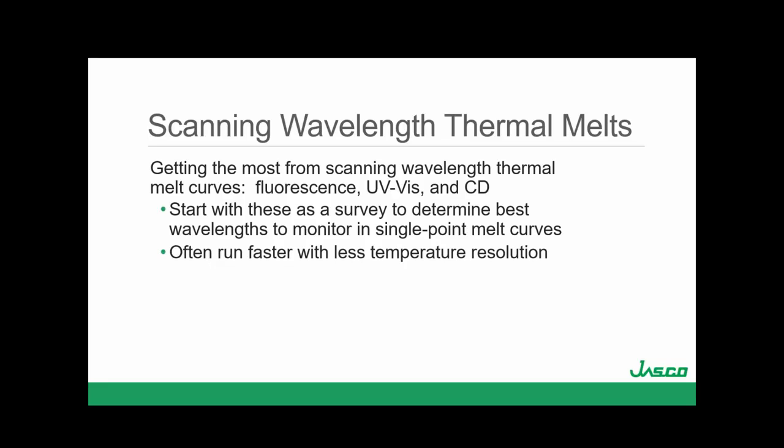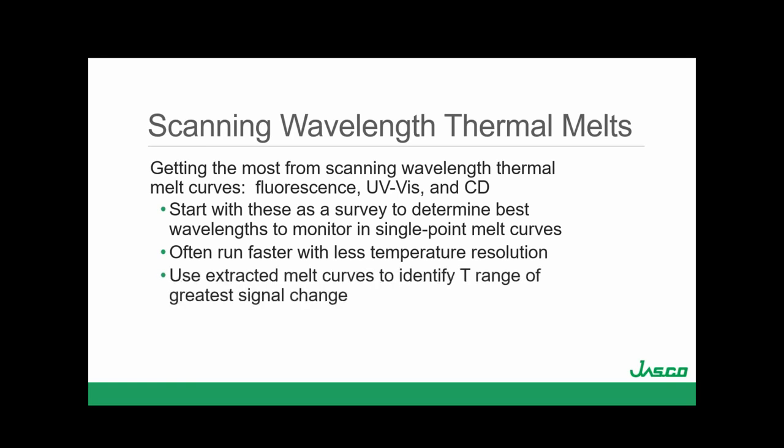you can, well, these are run faster, right? Because you're using less temperature resolution. So you can kind of go through and do a quick run. But once you know what wavelengths, you can extract the melt curves and then identify the temperature range of greatest change in fluorescence, CD, or UV signal.